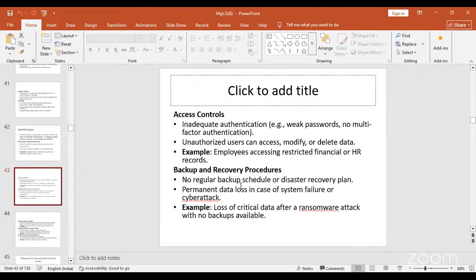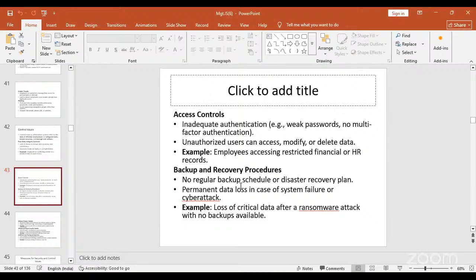Then access control is also there. Inadequate authentication and access control lead to loss to the organization. Unauthorized users can access, modify, or delete the data. If you do not provide accurate security, employees may access restricted financial or HR records. They were only meant to see the report, not to enter data on HR. So that is access control.